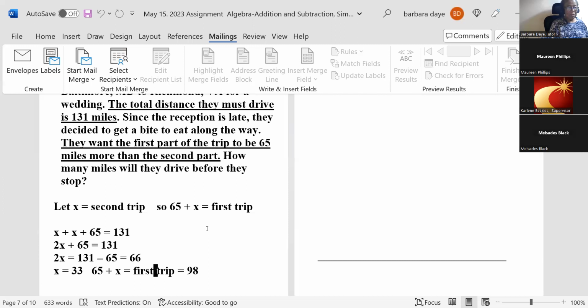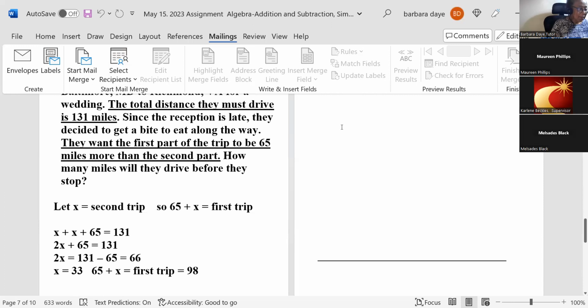Okay. Questions? Let me put it in an algebraic format so you can solve it. The key is that one part is a variable, and the other one is a variable plus 65. You can set those equal to the total 131, and then you can solve for the variable. Got it? Yes.